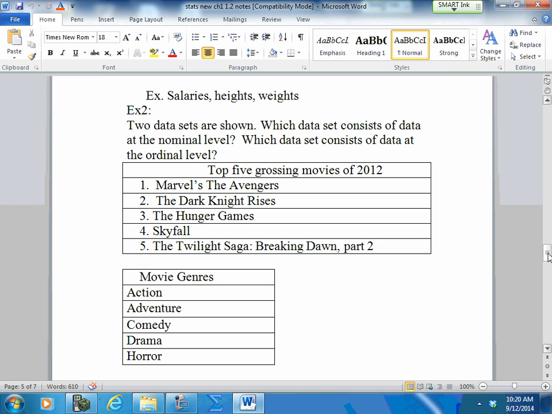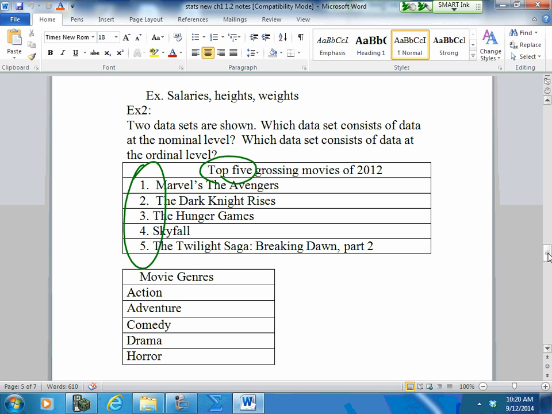Okay, here are two data sets. The first one says the top 5 grossing movies of 2012, and it lists them. What level of measurement is this? Ordinal. Why? Because it's an order. They listed them in order, the top 5. Is this quantitative or qualitative? Well, this is a label for the movie, but quantitative because we do have some kind of order in it. Remember, that can be either one, either way.